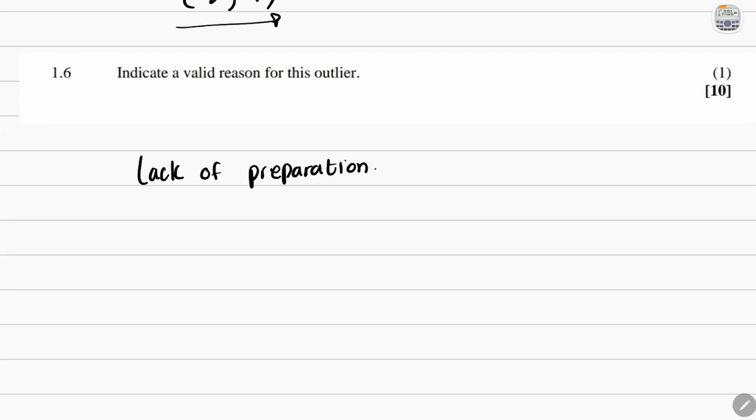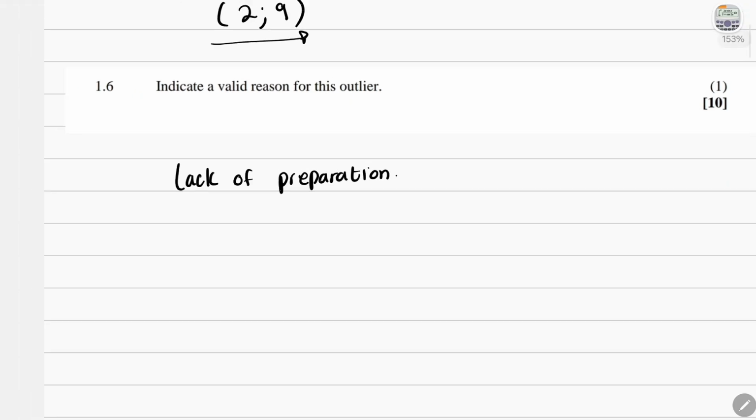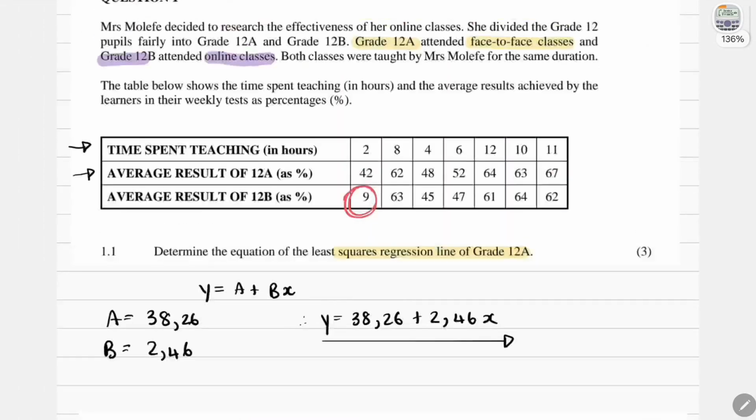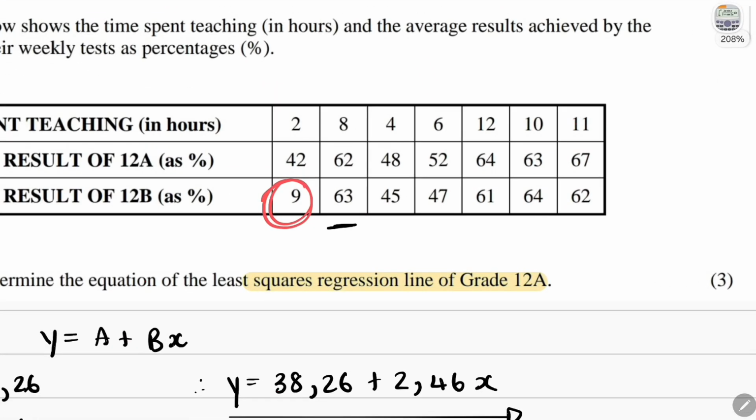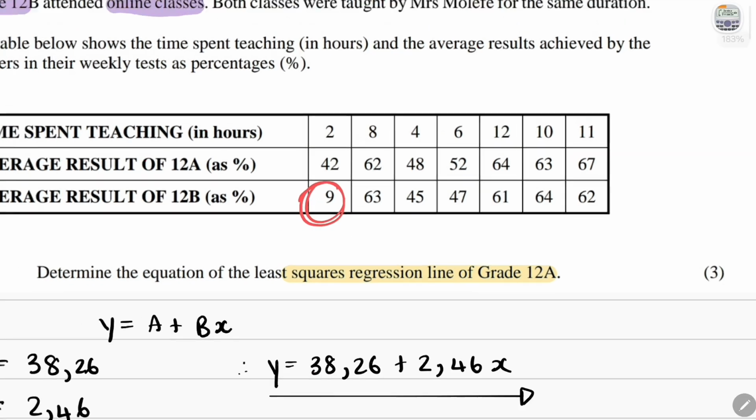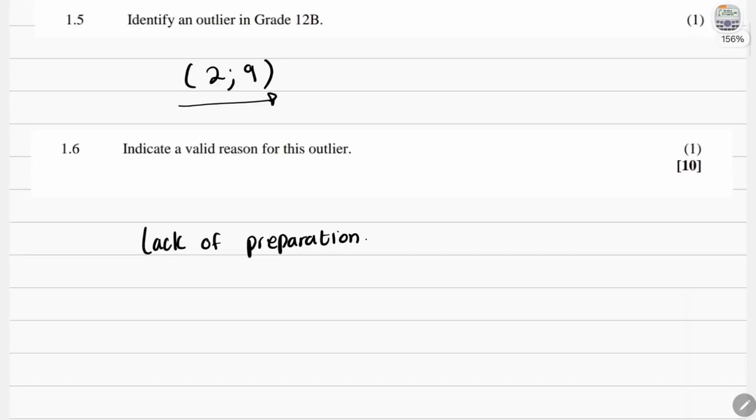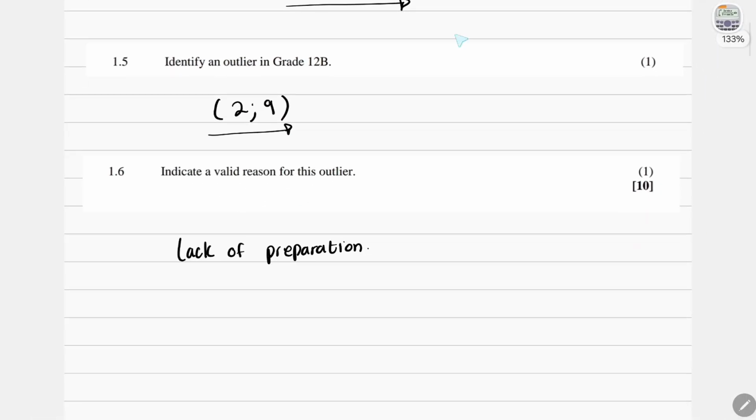I'm just going to go for this. The reason is, if we look at the other marks, they started doing well. They were taught for 8 hours and they were doing better than they did here. So I'm just going to go with lack of preparation. And that is it for question 1.